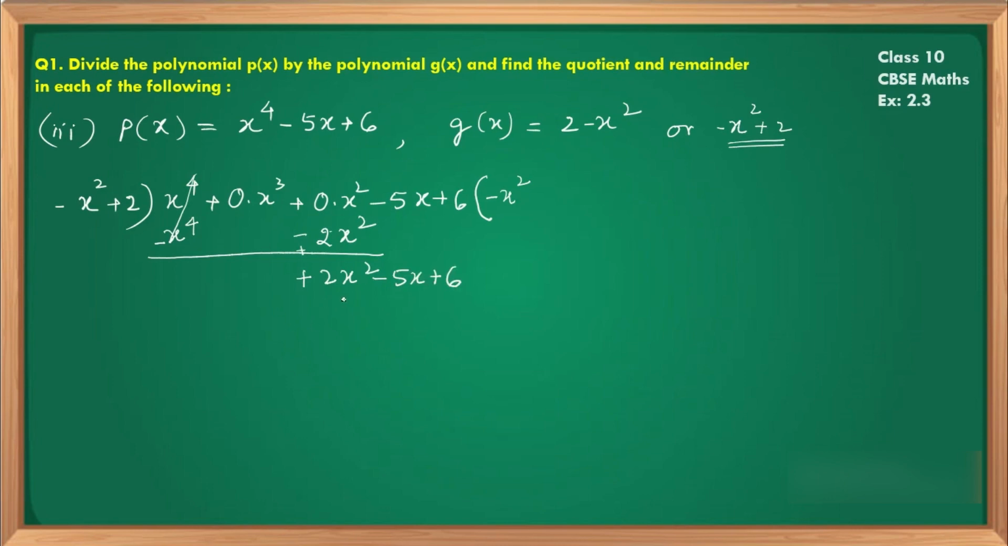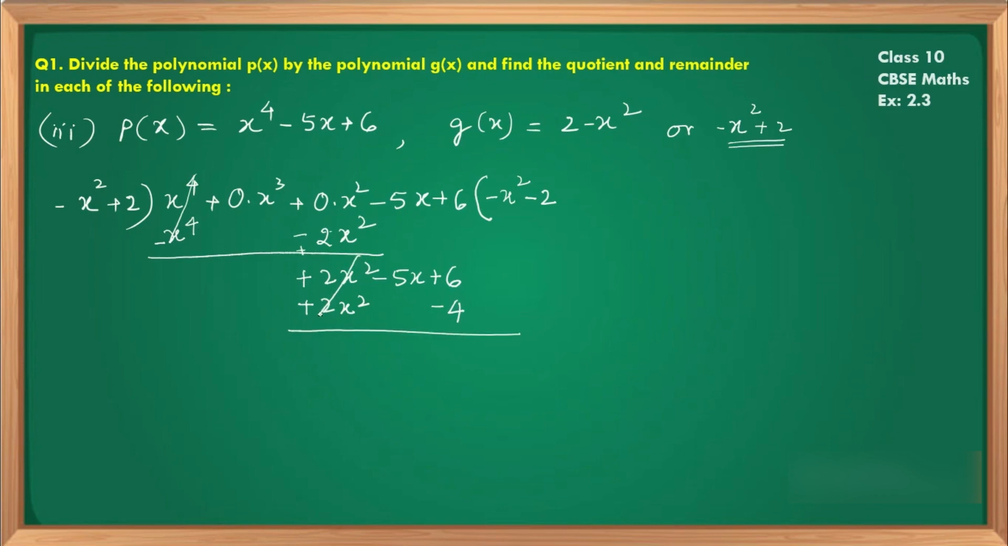Now to get 2x square with minus x square, what should be multiplied? Minus 2. Because with this minus, you multiply this minus, you get plus, and 2 into x square gives you 2x square. So you get plus 2x square. And minus 2 into plus 2 becomes minus 4. Write down below the constant number.